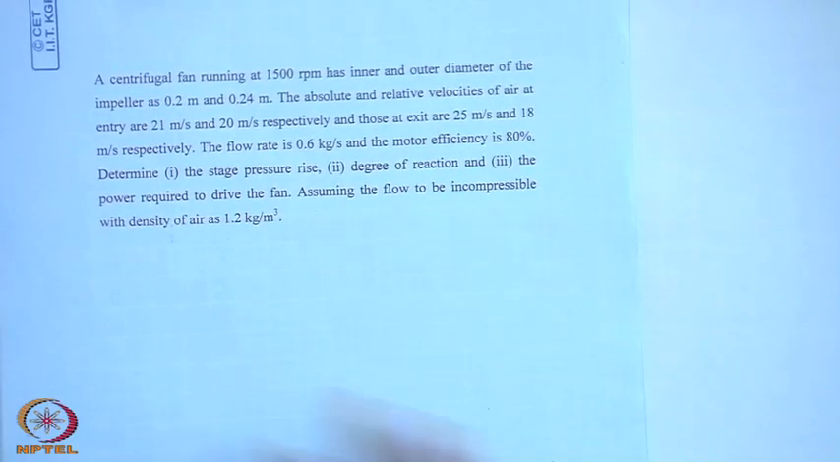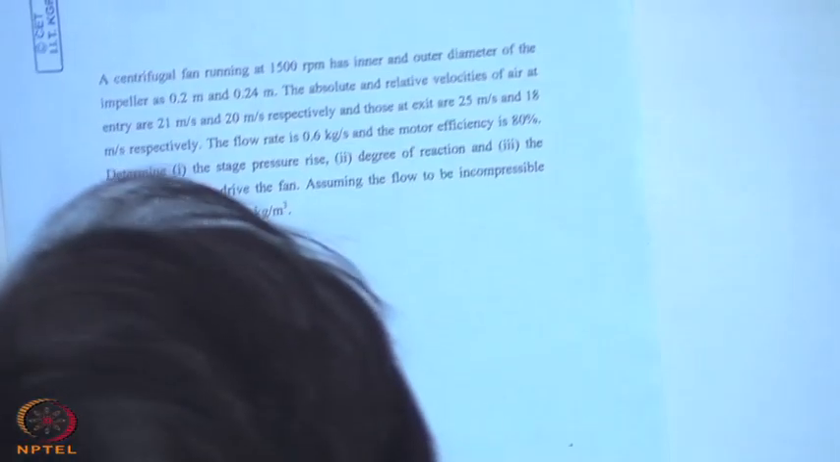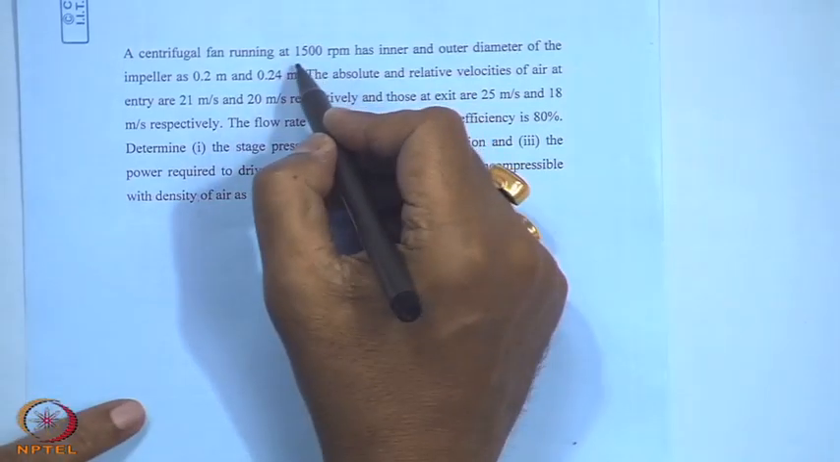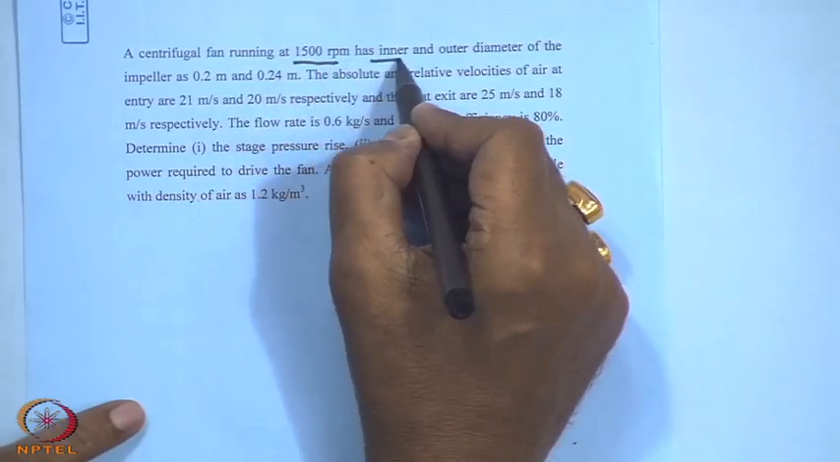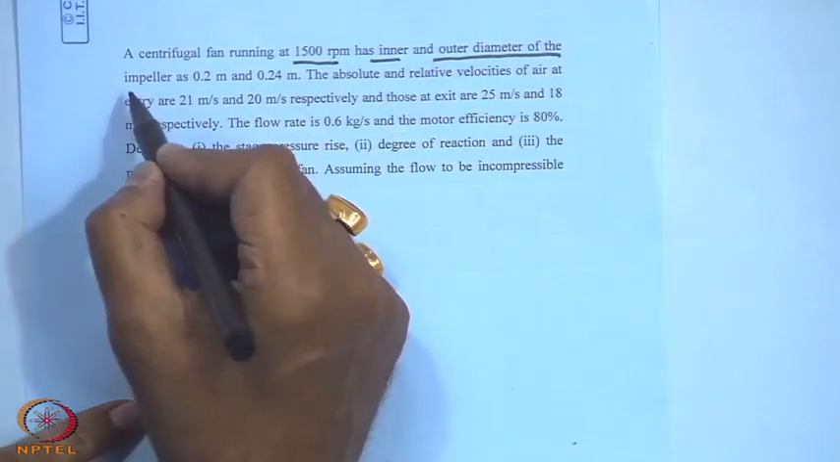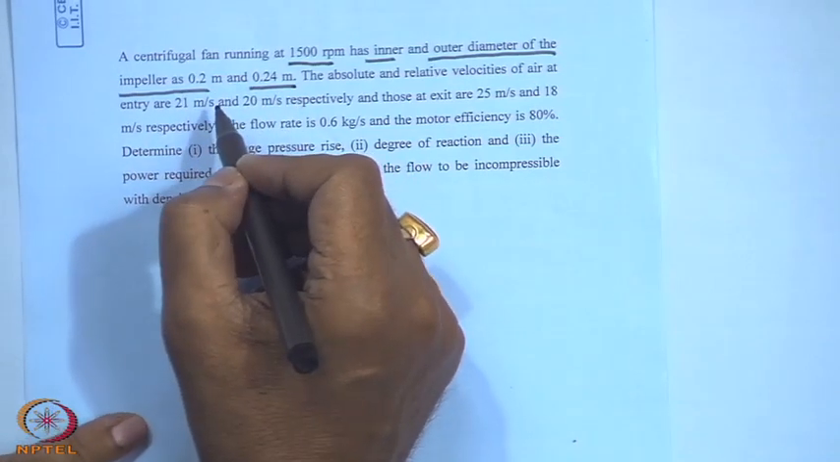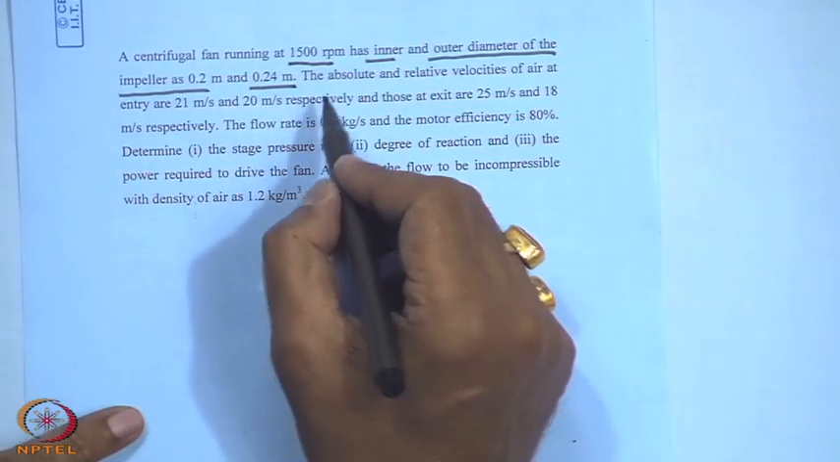Now, with this I will go on solving a problem. Let us see this problem. A centrifugal fan running at 1500 rpm has inner and outer diameter of the impeller as 0.2 meter and 0.24 meter. That is the inner diameter of the impeller, outer diameter of the impeller.